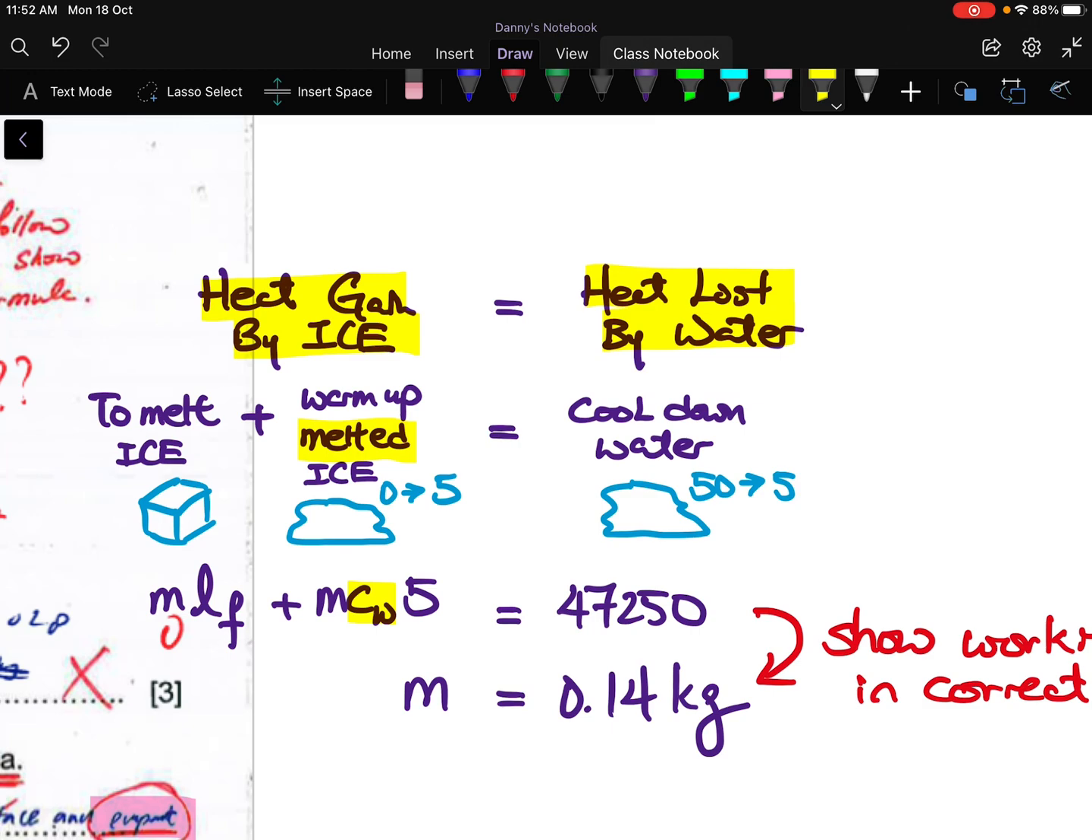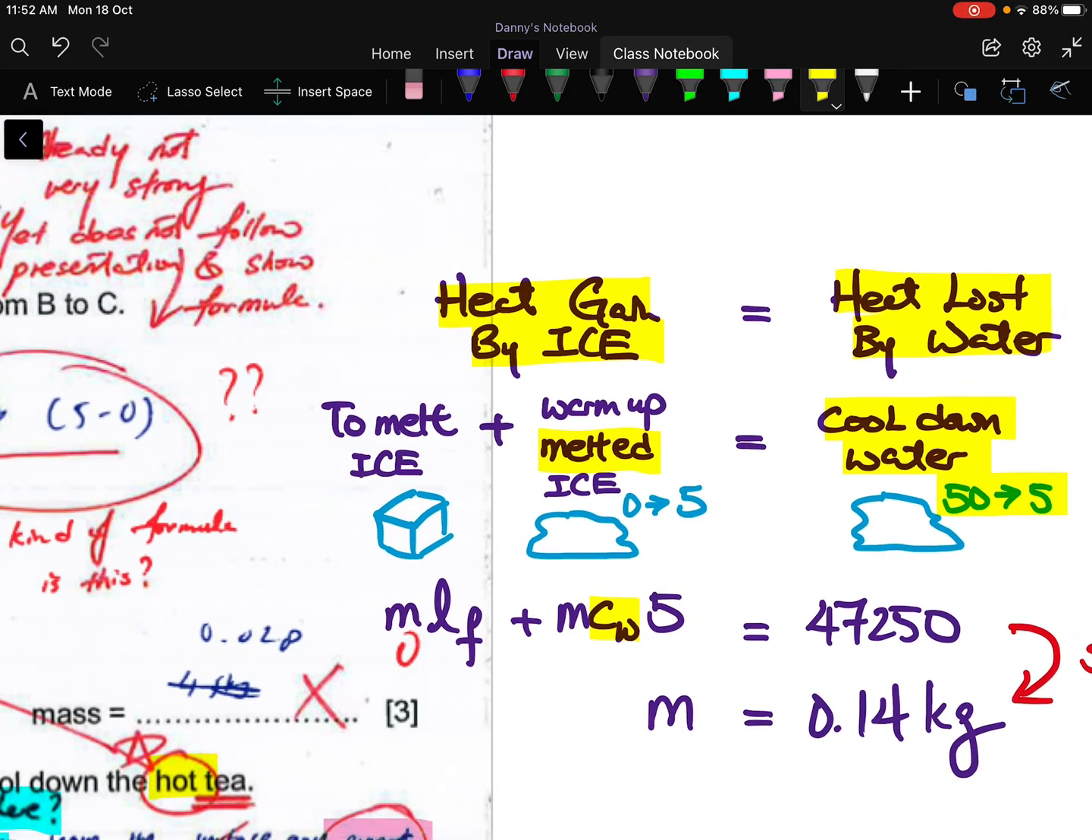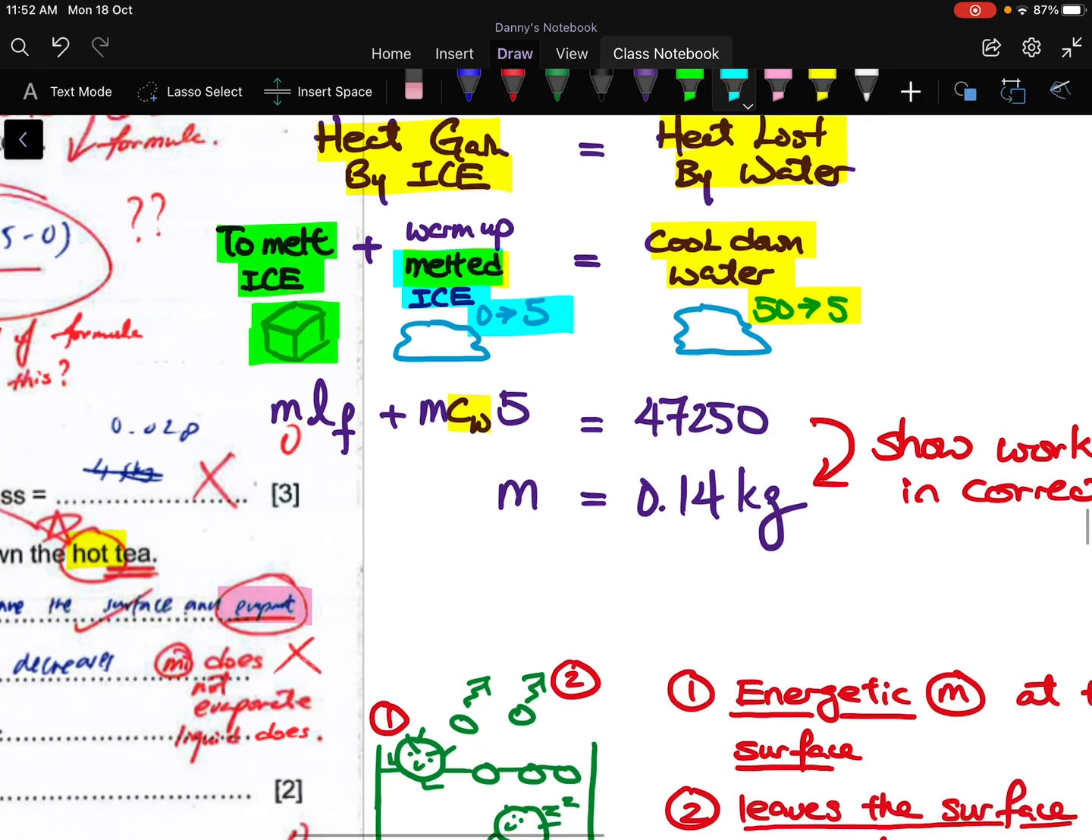So heat loss by water is just cooling down of water. There's no state change. It is just 50 degrees C to 5. But when it comes to ice and it is gaining heat, there are two terms. First, you will have to melt the ice from solid to liquid. Then after the ice turns into liquid, it will still be at 0 degrees C, which means that this melted ice would need to be warmed up from 0 to 5. So this is what I mean by term number 1 and term number 2.